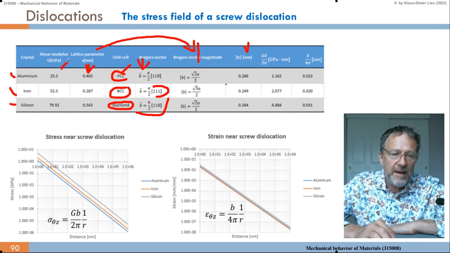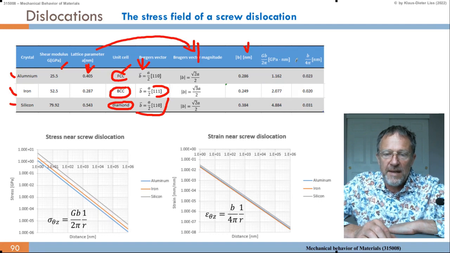Now we have the shear modulus in gigapascal here. We see they are increasing from aluminium through iron to silicon. And we put that together, G b squared over 2 pi, and get those numbers. So aluminium, we get the smallest number, in gigapascal nanometer. Iron, we get something around 2.1. And silicon, we get a very high level, 4.884.